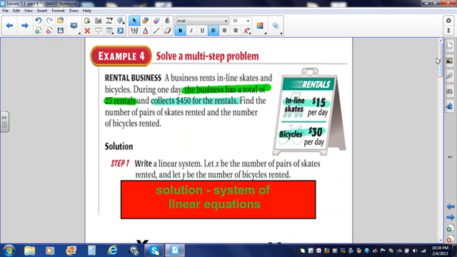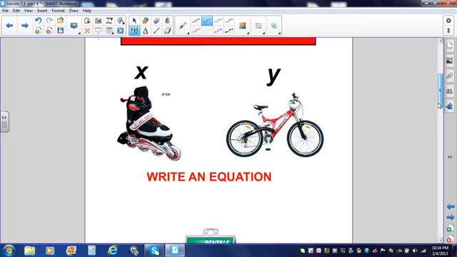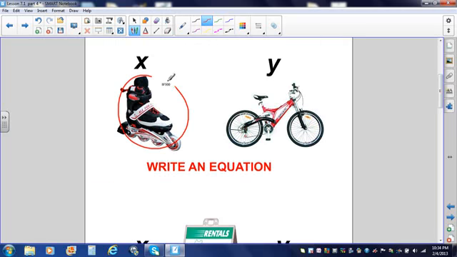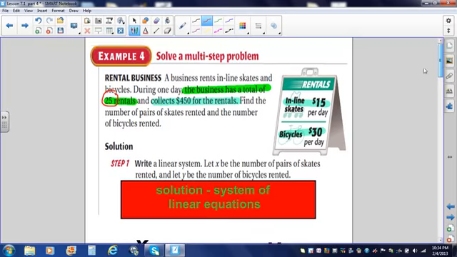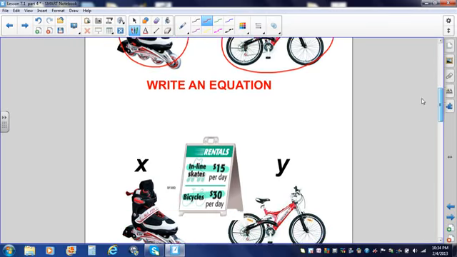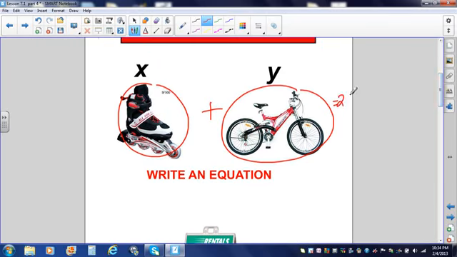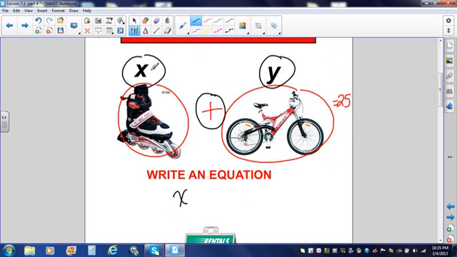They told us in the problem that they rented a total of 25. So we know that our skates plus our bicycles in one day had to equal 25. So our equation, we will write x plus y equals 25. There's our first equation.